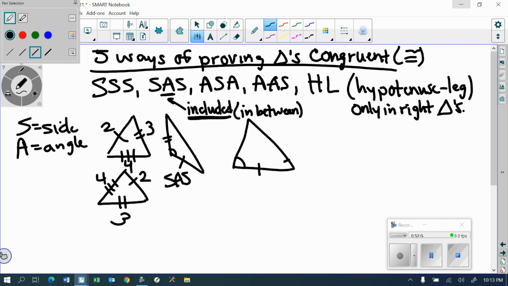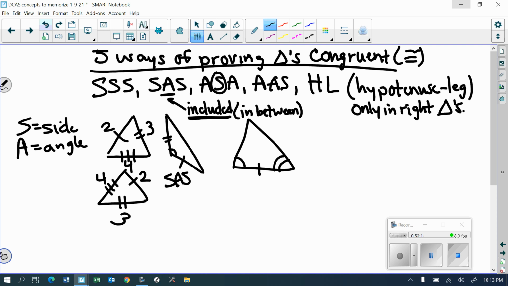Okay, ASA, angle, side, angle. So in that case, the S is the included side. If you say 2 angles and an included side, that will be the definition of angle, side, angle. Okay. AAS, angle, angle, side. AAS. That was ASA.